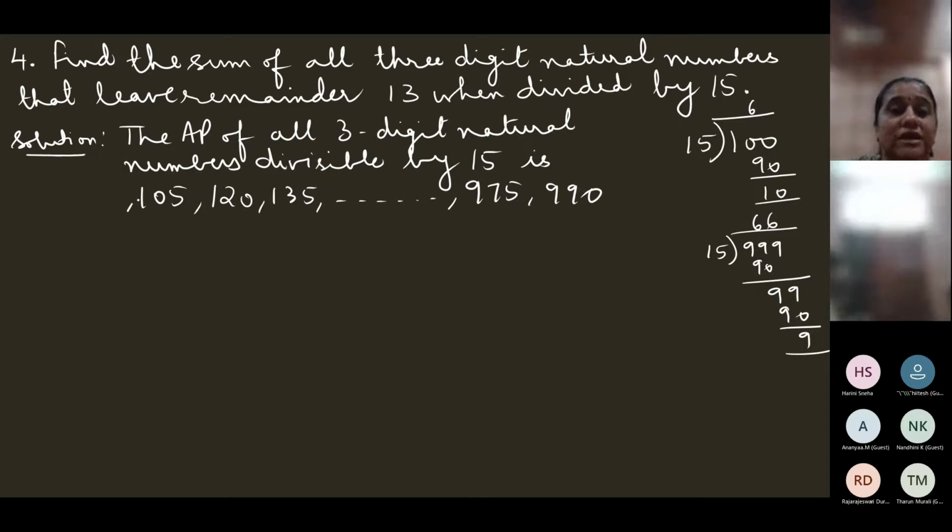Just take one number before this. I'll tell you why. So what will be that number? What will be the number before 105, children? 90.